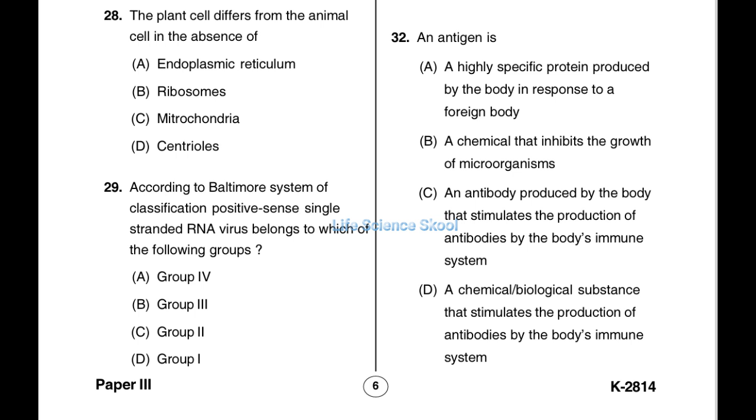An antigen is option A, a highly specific protein produced by the body in response to a foreign body. Option B, a chemical that induces the growth of microorganisms. Option C, an antibody produced by the body that stimulates the production of antibodies by the body's immune system. Option D, a chemical or a biological substance that stimulates the production of antibodies by the body's immune system.